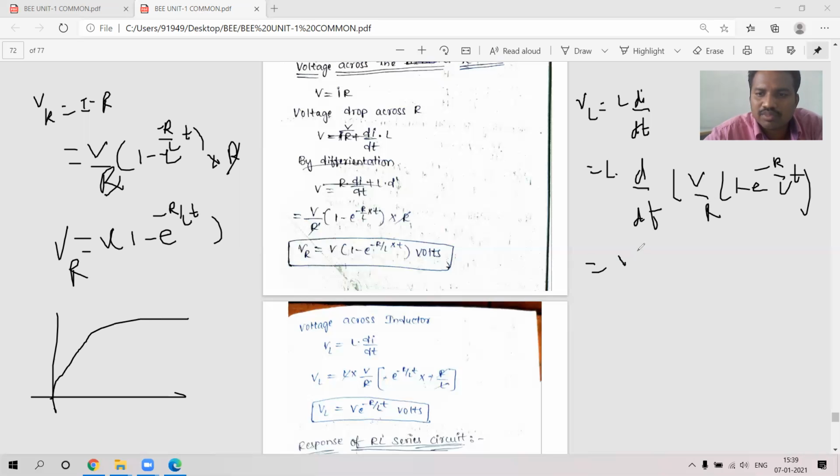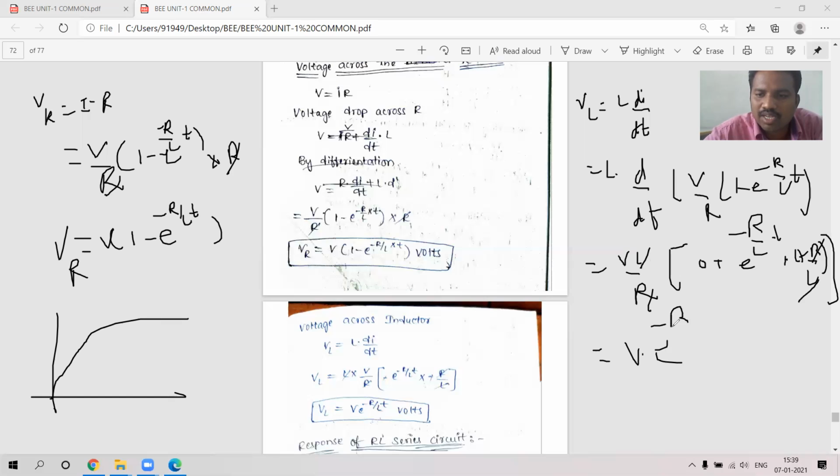This V by R is constant, that is V by R outside, and the integral of 1 d by dt of 1 is 0 minus e power of minus x is e power of minus x only, that is e power of R by L into t. The integral of that one is minus R by L. The exponent term is there, so we have to do that integration again. This R minus R is there, minus minus gets plus, and this R gets cancelled, and this L gets cancelled. Finally we are having V into e power of minus R by L into t. So this is the equation we are going to get.